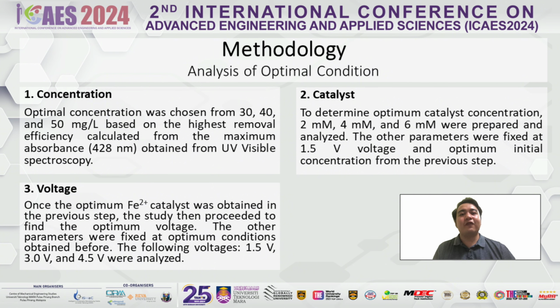When the optimum ferrous ion catalyst was obtained in the previous step, the study then proceeded to find the optimum voltage. The other parameters were fixed at the optimum conditions obtained in steps 1 and 2. The following voltages, 1.5 volt, 3.0 volt, and 4.5 volt, were analyzed.